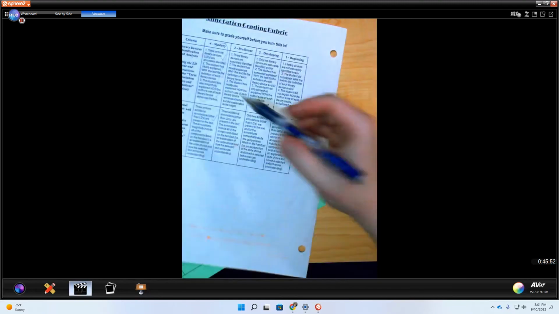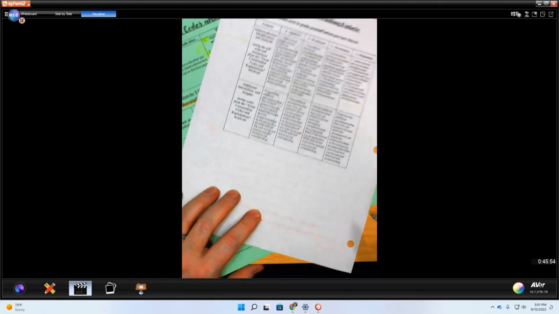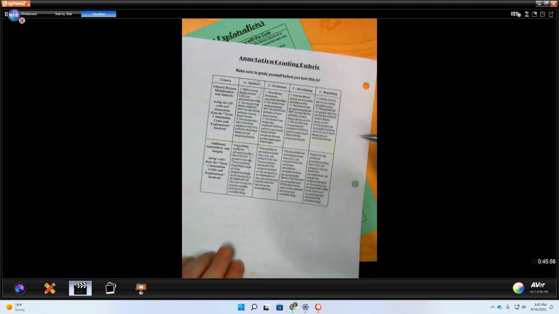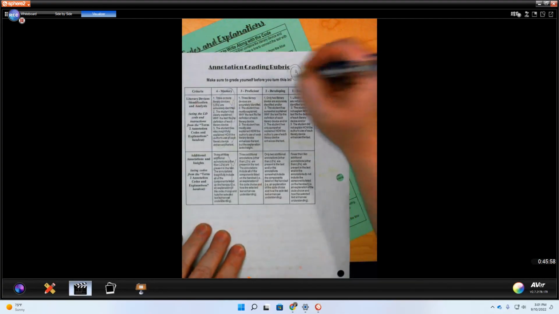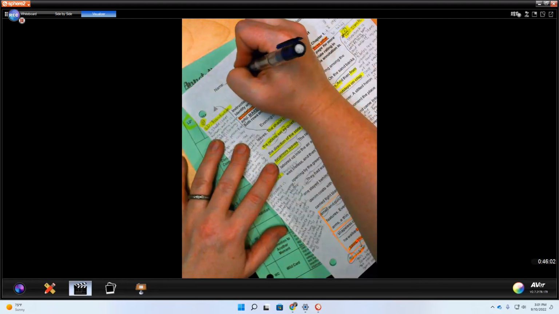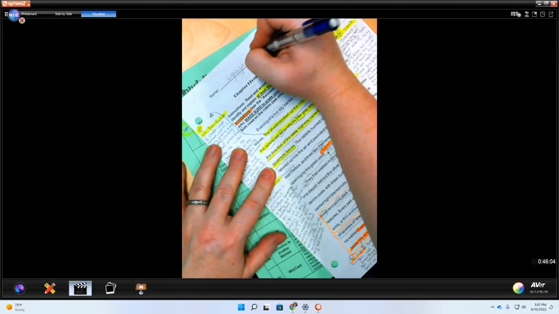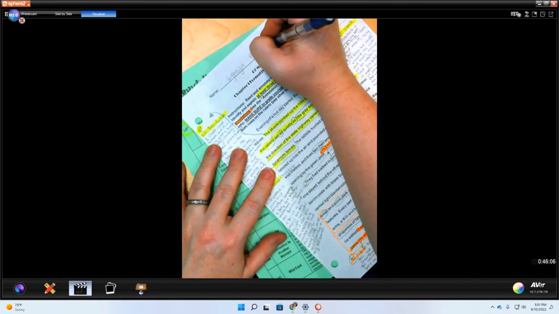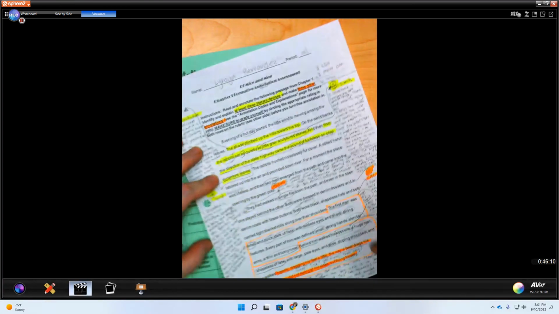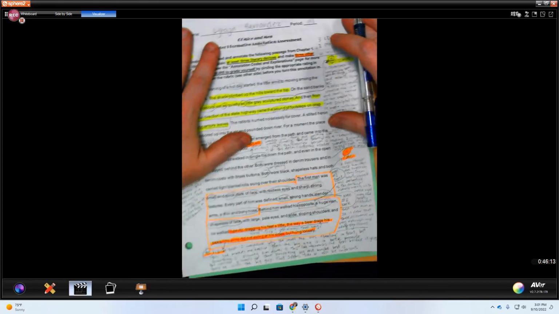So I've done everything that the rubric asked for. I think I got a 4 in both areas on this. So I think I'm going to get a 4 on this whole thing. We'll see. But this is what your annotation should look like. Don't forget to put your name and your period. My period's all of them, right? And you can turn it in like this.